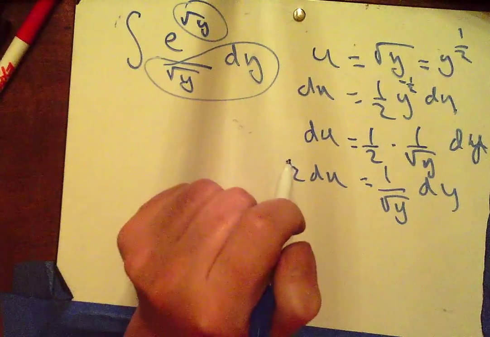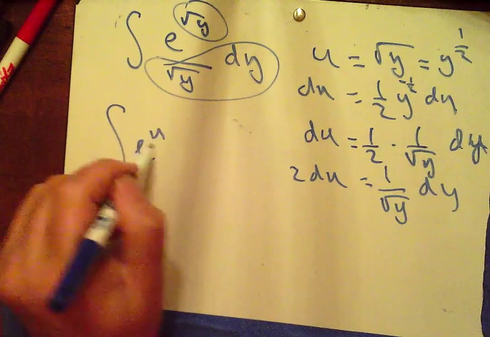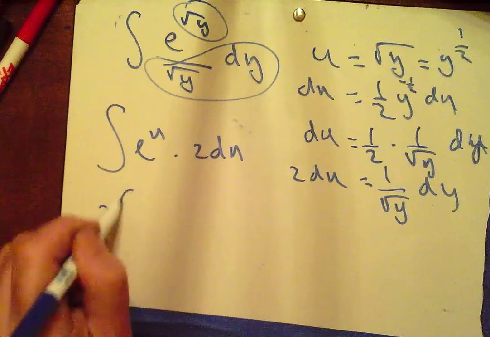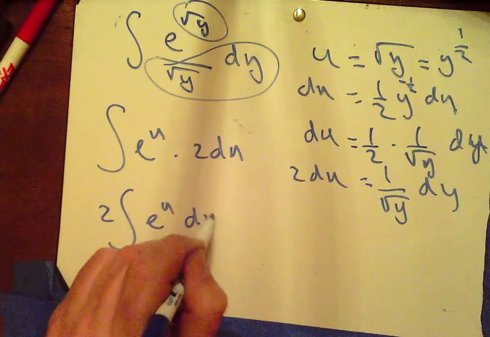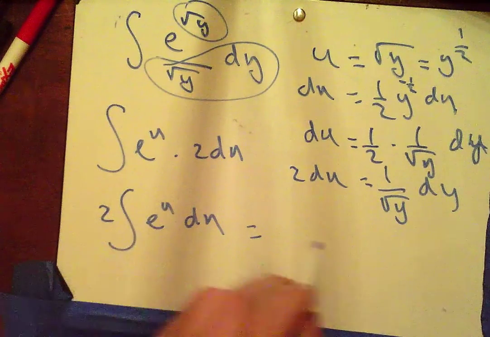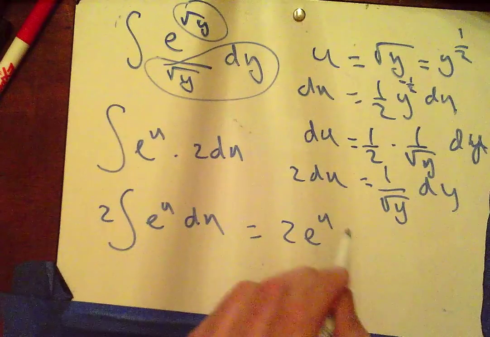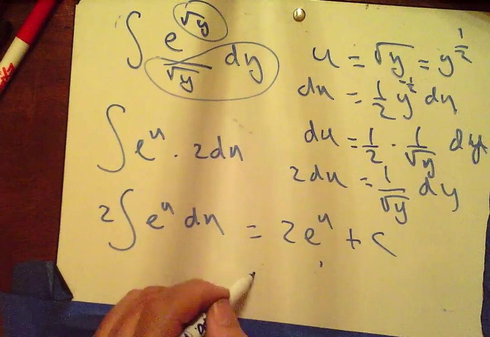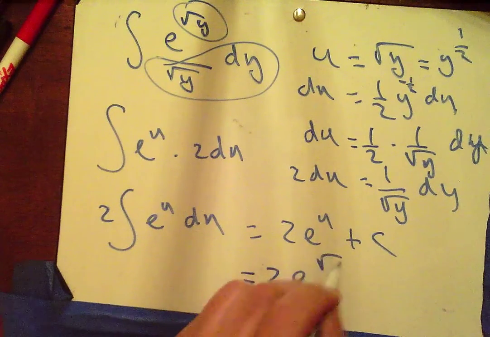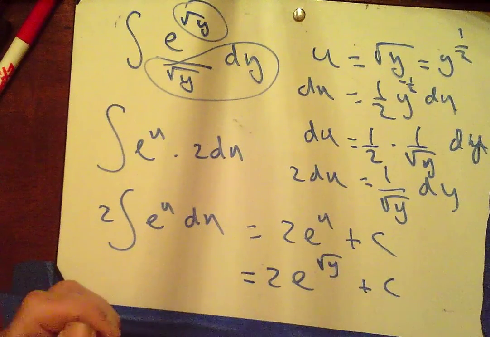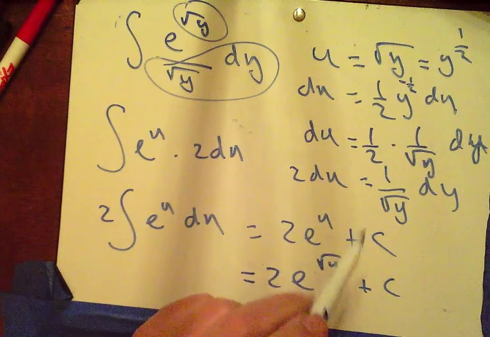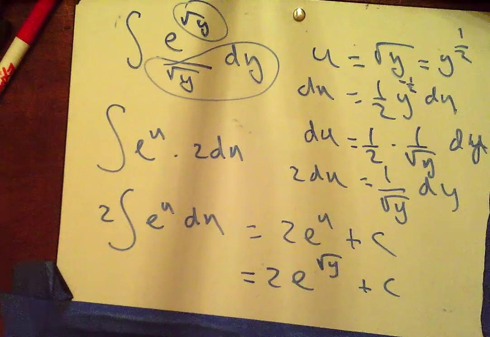There's my u. So this is now going to be e to the u times 2 du. Pull that 2 out, e to the u du, and we know the antiderivative of e to the u is e to the u. Don't forget the plus c. And let's take our u and plug it back in. 2e to the square root of y plus c. Remember, you can always check your antiderivative by taking the derivative of your antiderivative. What would that derivative be? Well, let's take a look.